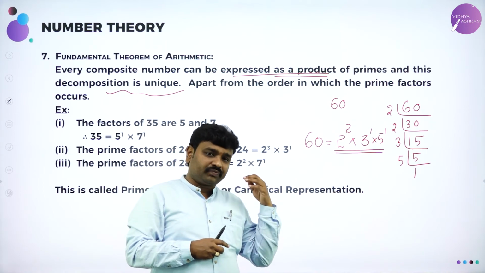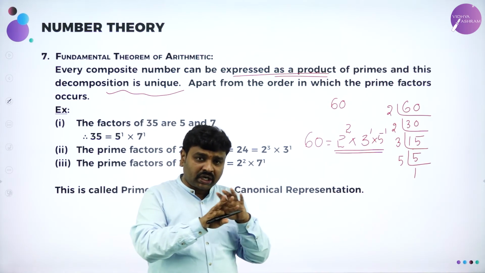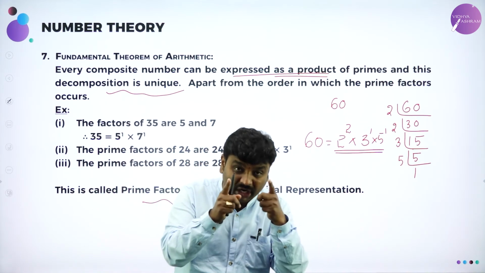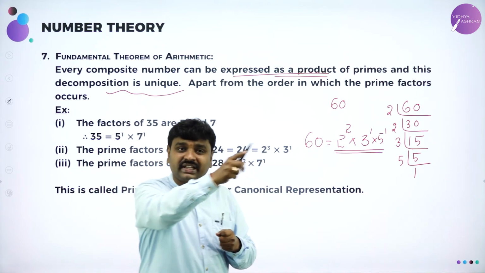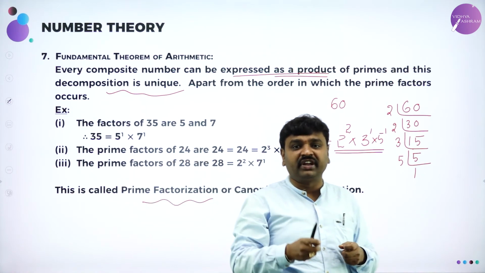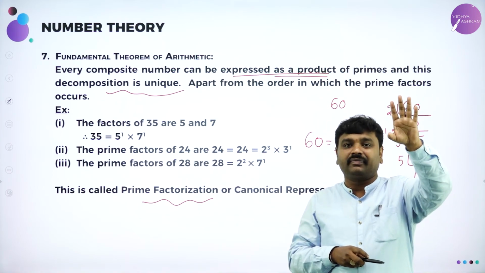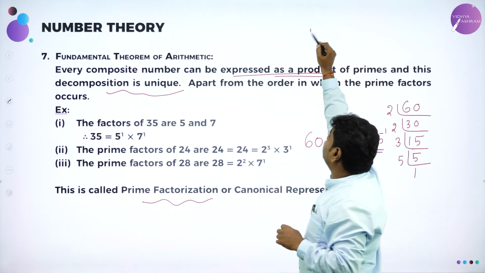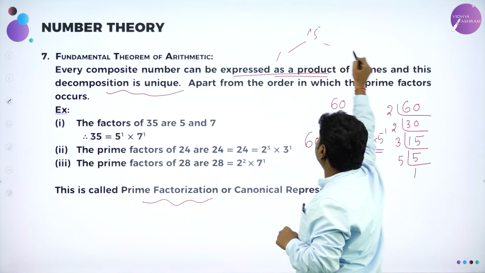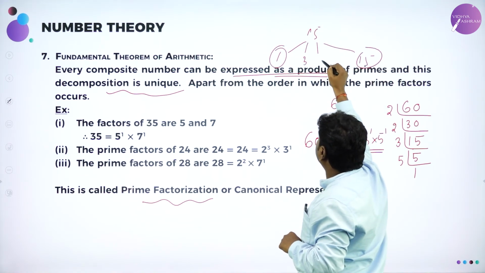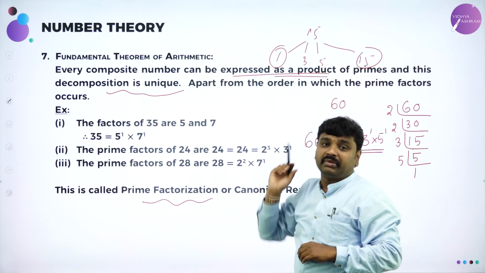And what are composite numbers? Numbers which are not prime numbers are composite numbers. They should have factors other than 1 and itself. If I take 15, 15 is not a prime number because 15 is divisible by 3 and 5. It's not divisible by only itself and 1. Along with 1 and itself, it is also divisible by 3 and 5. So this is a composite number.